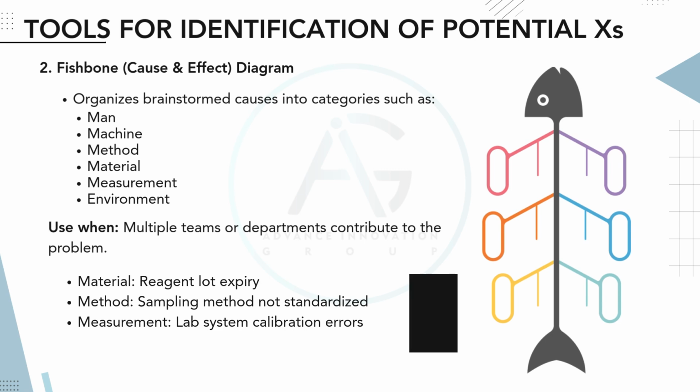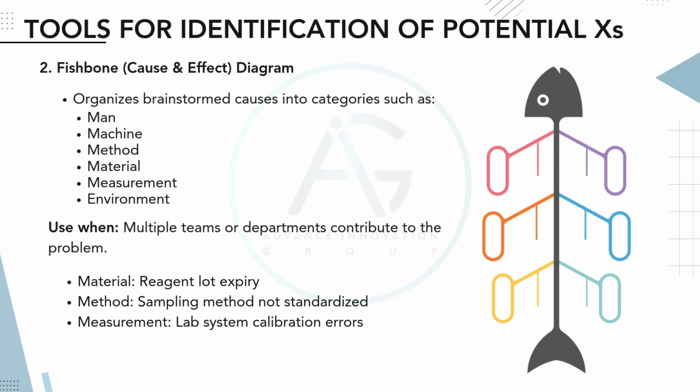The fishbone diagram, also called the cause and effect diagram, helps us organize brainstormed causes of a problem into categories. Typical categories include man, machine, method, material, measurement, and environment. We use this tool when multiple teams or departments contribute to the problem, so we can clearly see all possible causes. For example, causes might be reagent lot expiry under material, non-standardized sampling method under method, or lab system calibration errors under measurement.